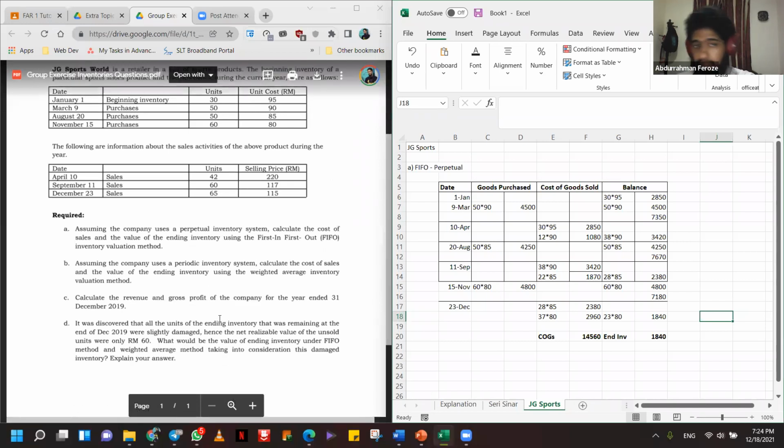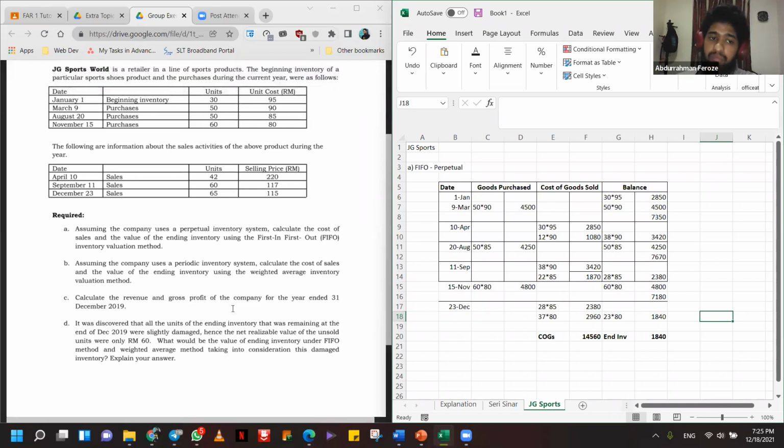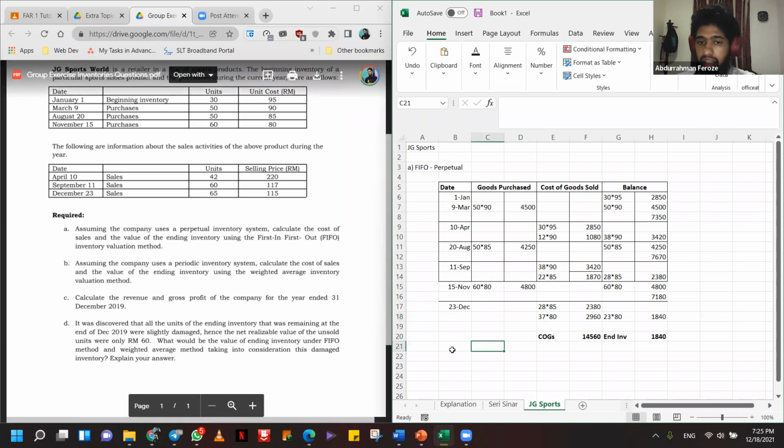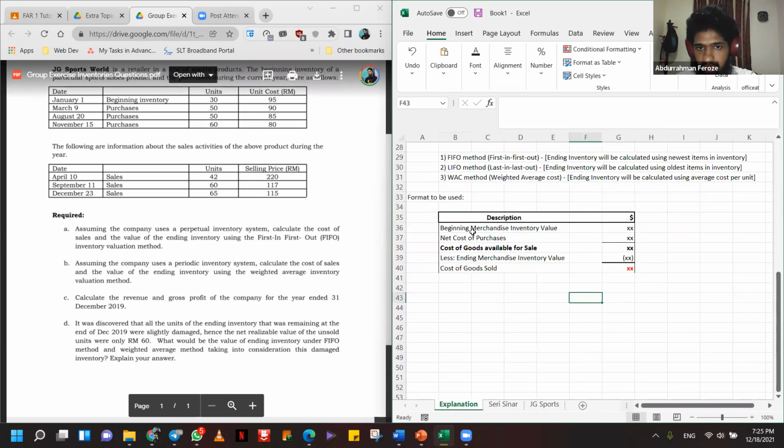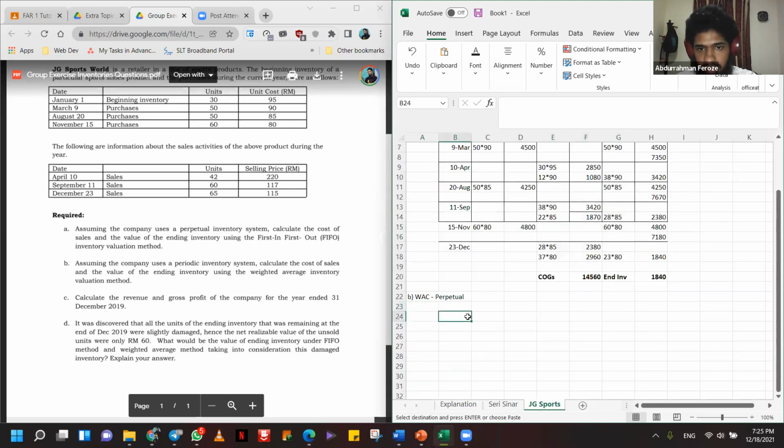So part B is a bit different. Now, assuming the company uses a periodic inventory system, calculate the cost of sales and the value of the ending inventory using the weighted average inventory valuation method. All right. So here we have B, we have WAC, periodic, right? So this is the format. Let me just copy this format so that it's easy. This is the format that is typically used.